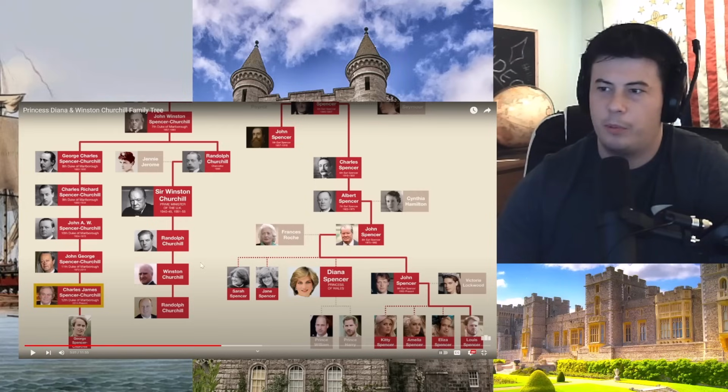Wait, sorry to go a little bit ahead, but why are there 2 Randolph Churchills?